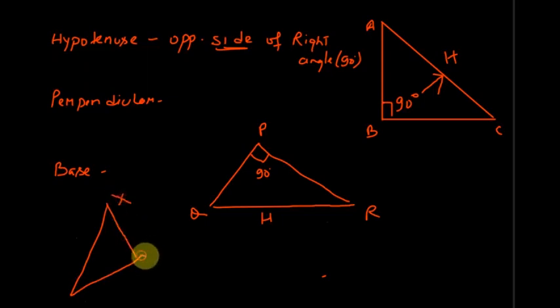We need to have the clear meaning of this term XYZ. Let's say Y is 90 degrees. Now can you tell me which one will be the hypotenuse? The hypotenuse here will be XZ. Why? Because the opposite side of the right angle is XZ, right? So I hope you are clear with the meaning of hypotenuse.